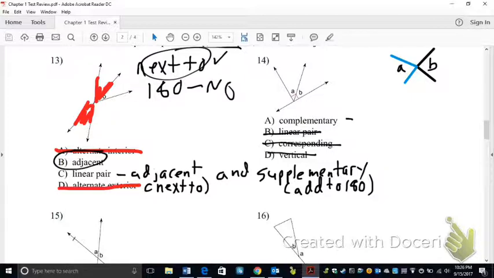But we can also look at the diagram and go, well, I know that complementary angles add up to 90 degrees. Here we have A and B being created by the split in a 90-degree angle. Therefore, A and B are complementary angles. Okay, so the ones on the test, you're going to have to know the difference between supplementary, complementary, linear pair, adjacent, and vertical.